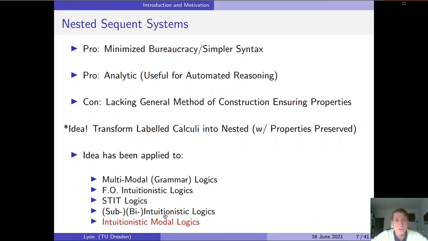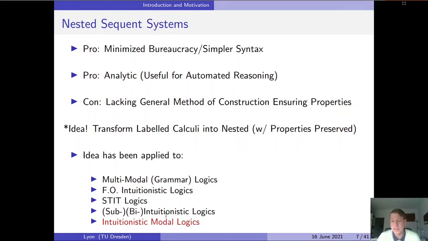One of the issues with nested sequent systems is that there has not really been a general method, as general as in the labeled setting, showing how to construct nested sequent systems, with theorems confirming that they have certain fundamental properties. So oftentimes you have to try to build a nested sequent calculus in a bottom-up manner, and then prove that it has certain fundamental properties like cut admissibility, for example. And so that's what this idea of structural refinement tries to remedy. It tries to combine the best of both worlds, you might say.